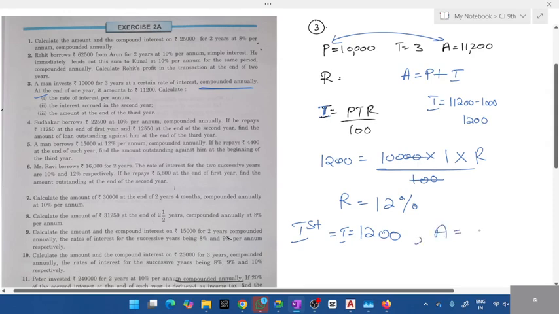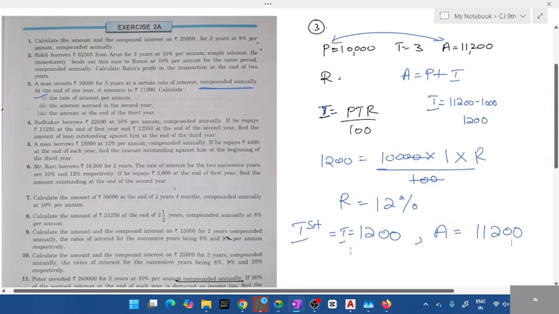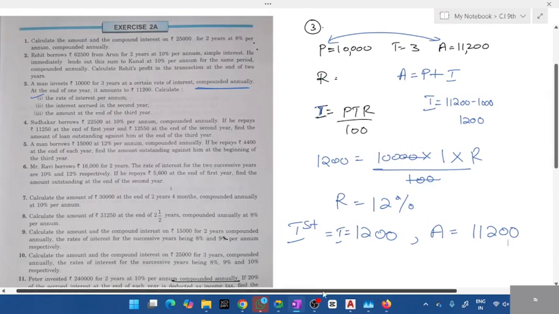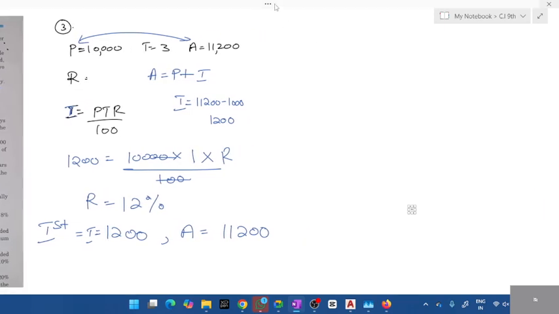What will be the amount for first year, students? 1,200 plus 10,000? That is what they have given. So this 11,200 will be principal for which year? Second year. Now start calculation. We have all the values. Right, second year.